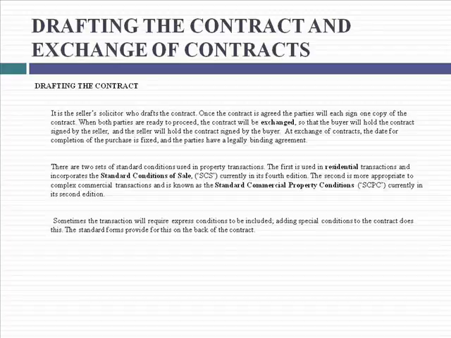agreement. There are two sets of standard conditions used in property transactions. The first is used in residential transactions and incorporates the standard conditions of sale, SCS, currently in its 4th edition. The second is more appropriate to complex commercial transactions and is known as the Standard Commercial Property Conditions, SCPC, currently in its 2nd edition. Sometimes the transaction will require express conditions to be included. Adding special conditions to the contract does this. The standard forms provide for this on the back of the contract.